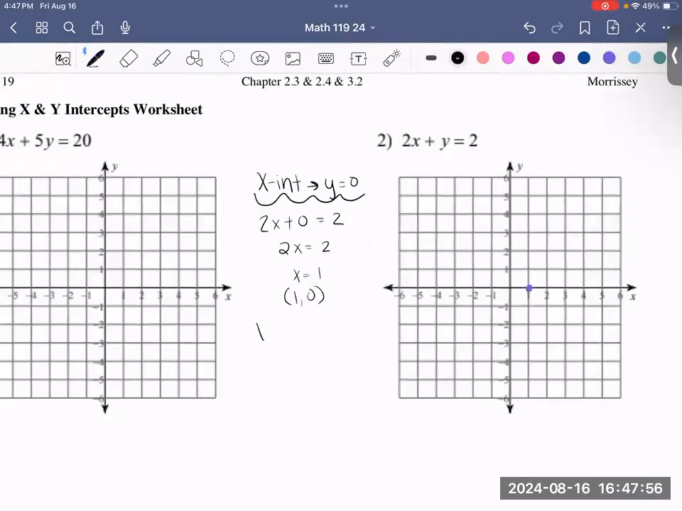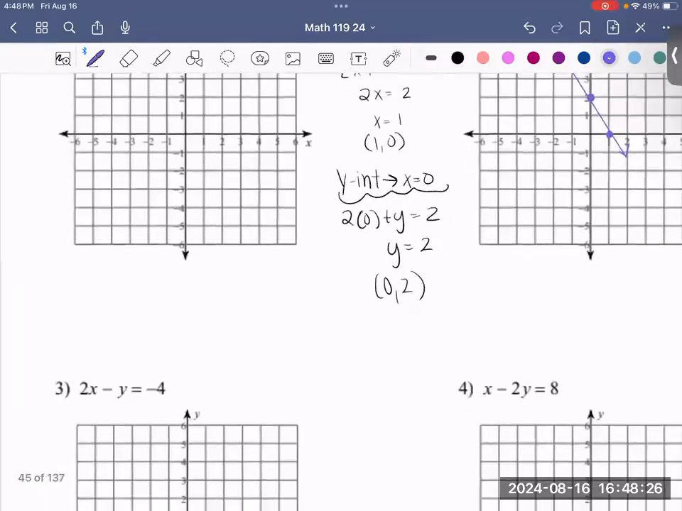And your y-intercept is when x is equal to 0. 2 times 0 plus y is equal to 2. So y is equal to 2. So we are going to plot 0, 2 on your next one. So plotting your intercepts, you just need those 2 intercepts and then the line that connects them.